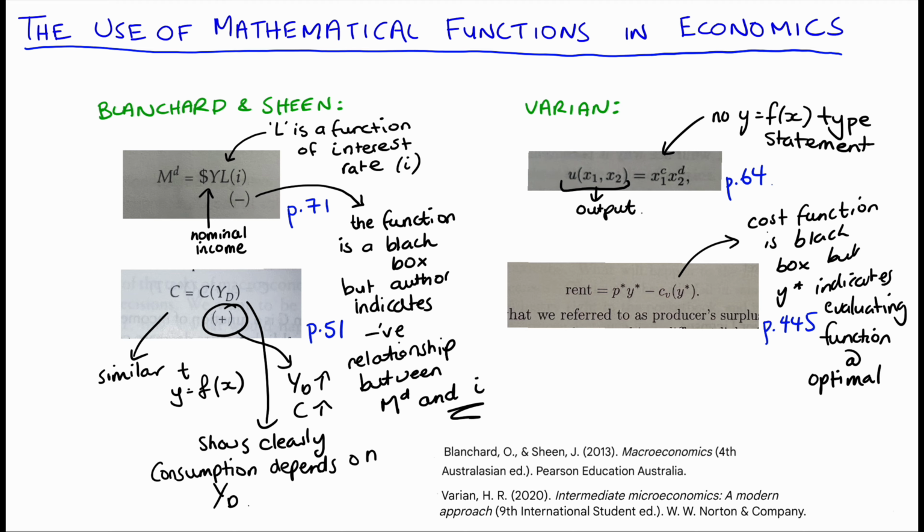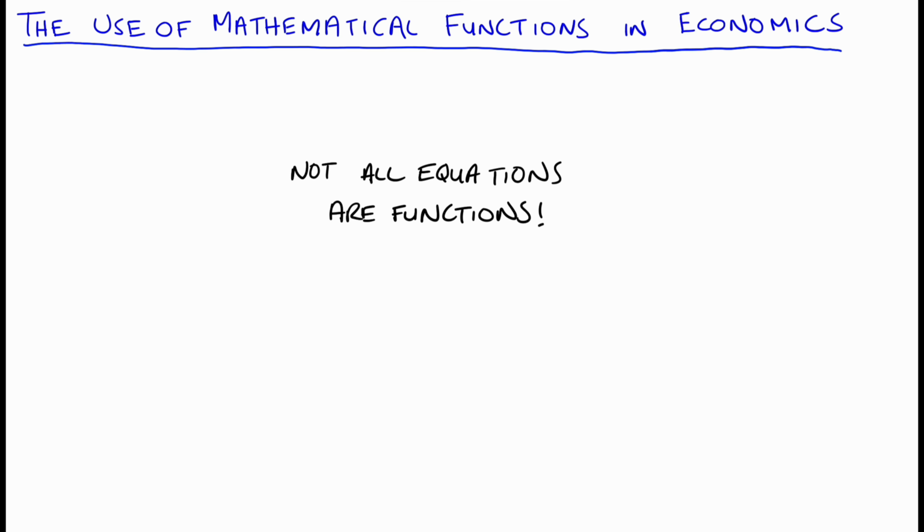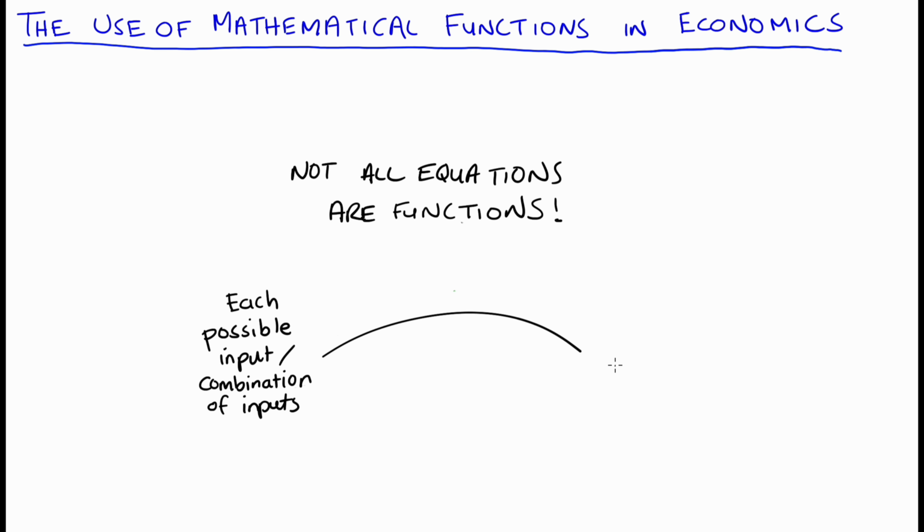Now, the other thing to note is that not all equations are functions. Specifically, for an equation to be a function, each possible input, so each x value or combination of inputs, if we have many inputs, must correspond to only one output value of y. So that's that abstract idea of a function, that if we have some inputs, that will lead to a definite output. It can't be ambiguous.